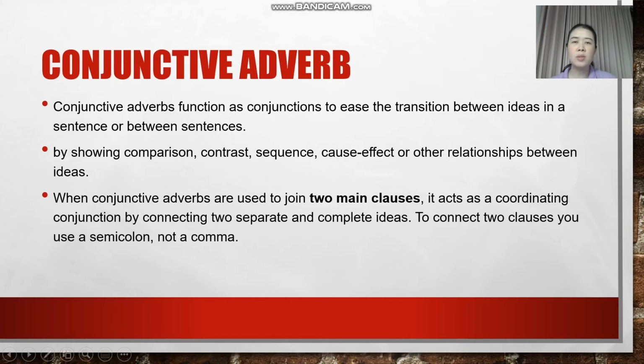Okay, let's move on with another type of adverb. This one is a little bit confusing with what is called conjunction. Here it's called conjunctive adverb. Okay, what is it? Conjunctive adverbs function as conjunctions to ease the transition between ideas in a sentence or between sentences. Okay, so it will look like the conjunctions. It functions as the conjunction, that is to join two sentences together by showing comparison, contrast, sequence, cause and effect, or other relationships between ideas.